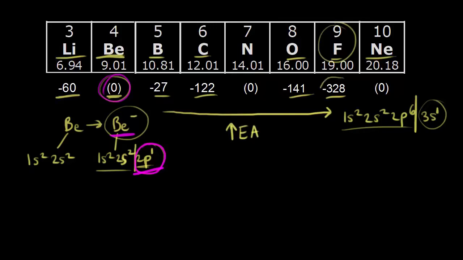More energy is given off when you add an electron to a neutral atom of fluorine than if you add an electron to a neutral atom of oxygen. And we can explain this general trend in terms of effective nuclear charge.